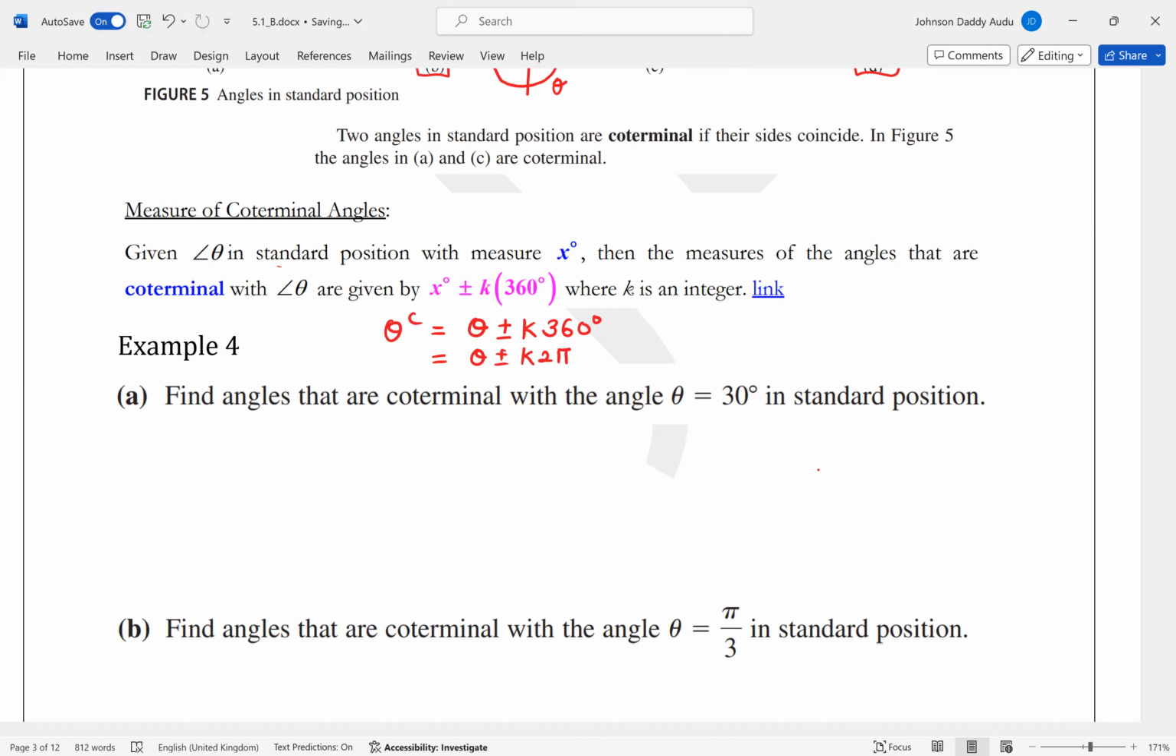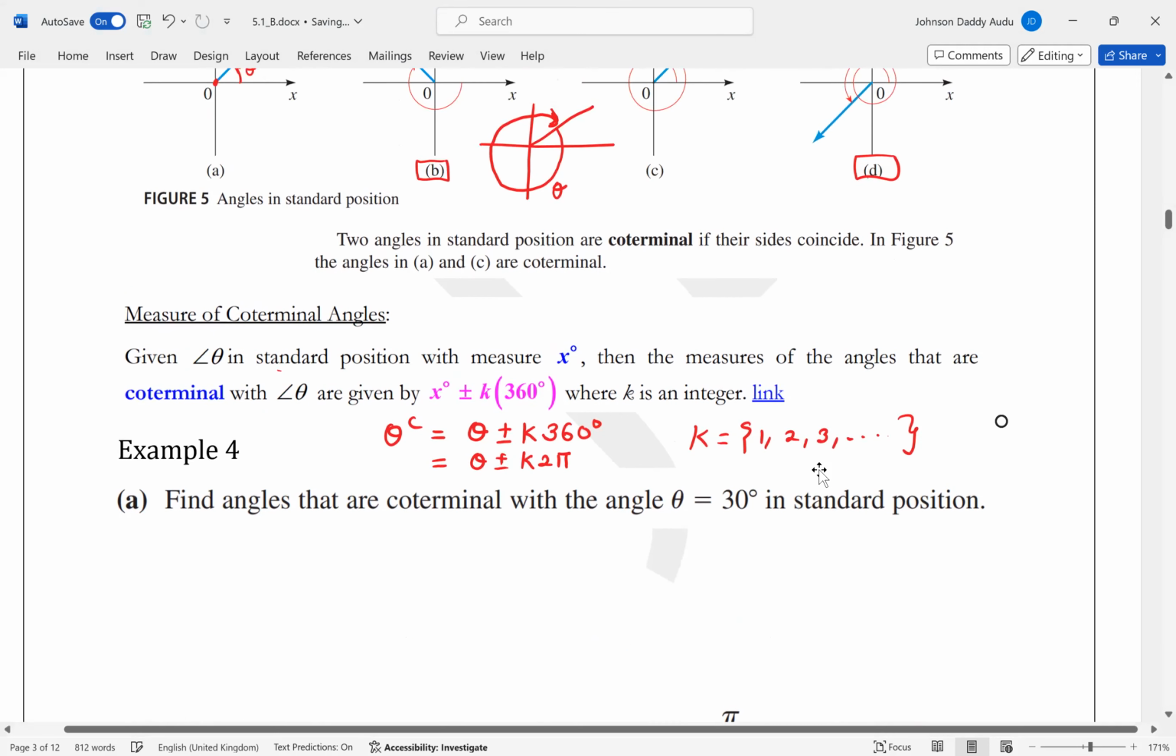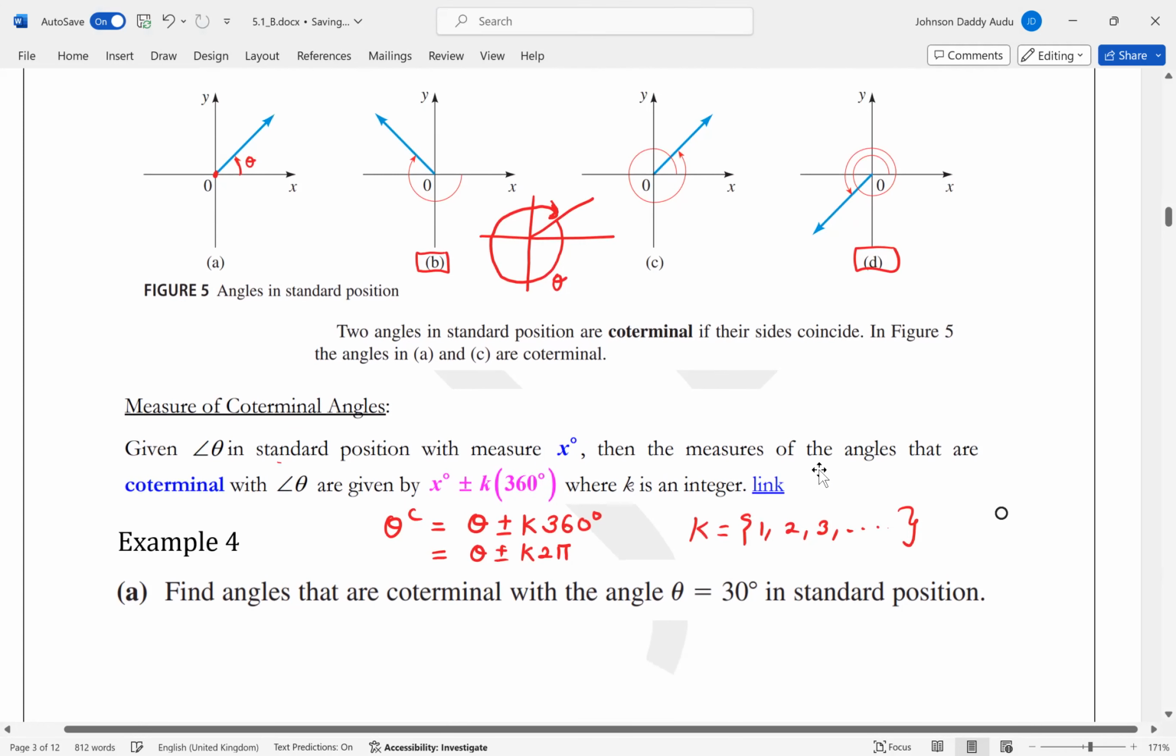But here, what does k represent? K is a natural number, meaning that k starts from where? K is the number of rotations. So it starts from 1, 2, 3 continuously. So k has to be a natural number. So this is the amount of rotation. How many times are you able to rotate before you come back to the same terminal?